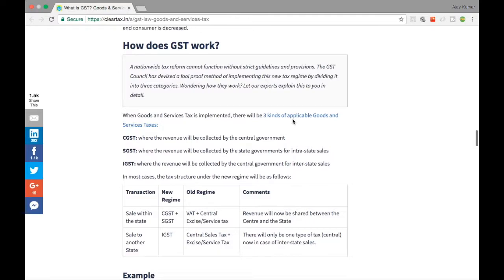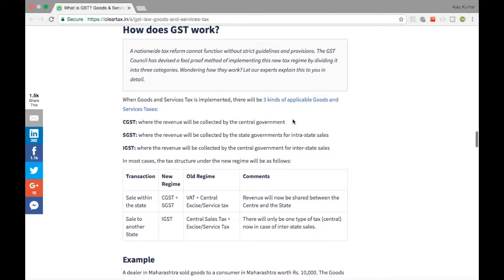So how does this GST work? There are three different GSTs. One is the central GST, one is the state GST, and one is the interstate GST. The central government will be controlling it, but it is for interstate sales. Let's say you are buying from Gujarat and selling it into Maharashtra. In that case you have to pay IGST. You don't have to pay the state government, but you have to pay the central government, stating that it is an interstate sale and interstate tax. But if you are inside the state, it will be central plus state, so it will be CGST plus SGST. There will be two taxes.